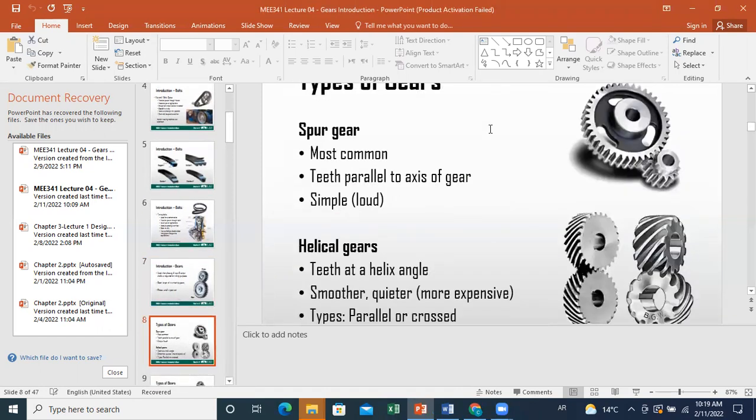Now, we have several types of gears. We have spur gears that are very common, in which case the teeth are parallel. As you can see, the teeth are parallel to the axis of your gears, and the advantage is that they are simple in configuration. But the disadvantage is that their operation will produce a certain noise.